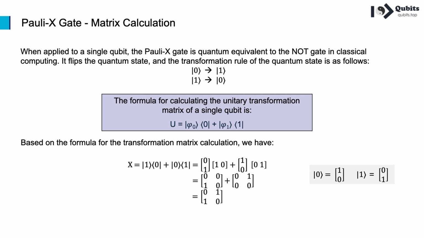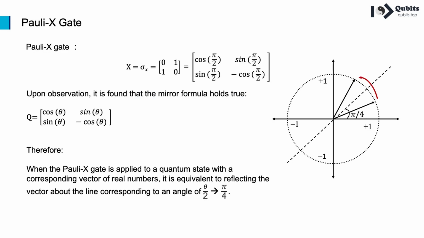Using the formula for calculating the unitary transformation matrix of a single qubit, we can obtain the matrix that corresponds to the X gate. Upon observation, it is found that the matrix corresponding to the Pauli X gate satisfies the mirror formula. When the Pauli X gate is applied to a quantum state with a corresponding vector of real numbers, it is equivalent to reflecting the vector about the line corresponding to an angle of theta over 2, which is pi over 4.